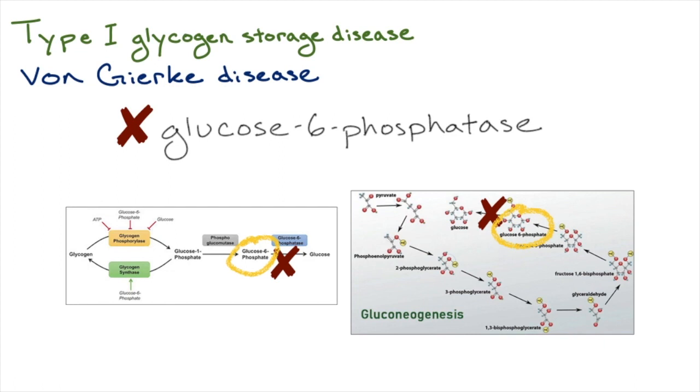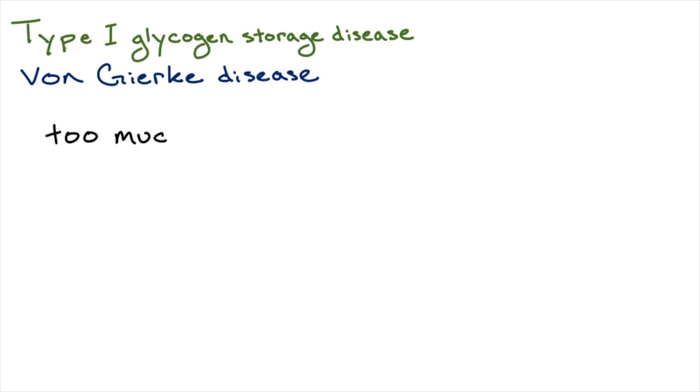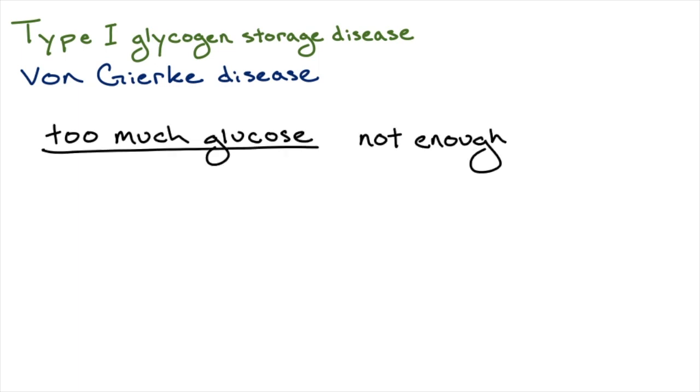Recognizing that this is the point in the process where glycogen breakdown is broken is the first step towards intuiting its effects on a person. So, rather than telling you the clinical presentation of type 1 GSD, I'll ask you, where is there too much glucose? And where is there not enough glucose? You can pause to reflect on your own and hit play when you're ready.